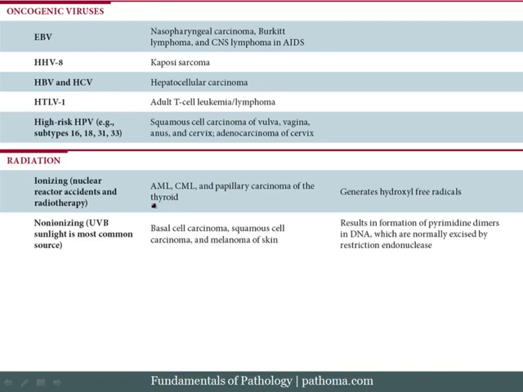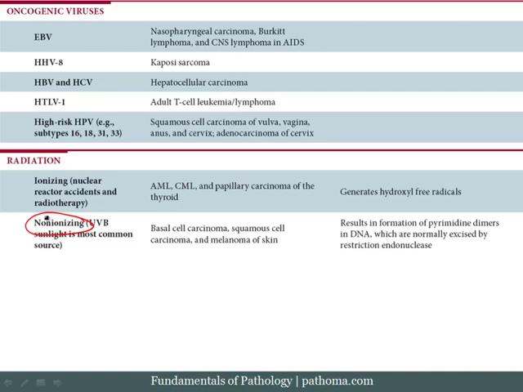The second type of radiation is actually non-ionizing, and the notion here is that non-ionizing radiation can occur in multiple subtypes. The most common type is UVB sunlight, and that is actually the most important. Now, non-ionizing radiation is associated with three types of cancers. All of them are skin cancers: basal cell carcinoma of the skin, squamous cell carcinoma of the skin, and melanoma of the skin. So these are the three key tumors that are associated with non-ionizing radiation.